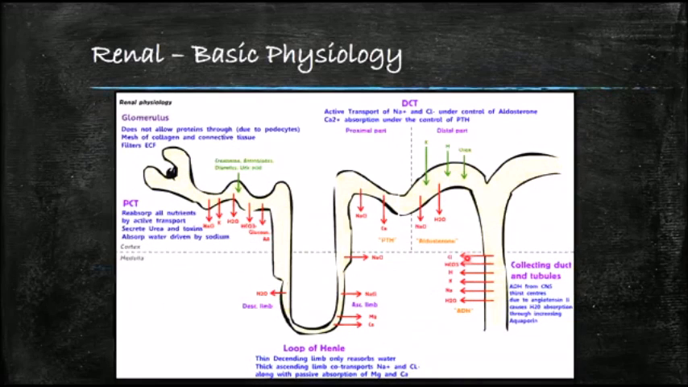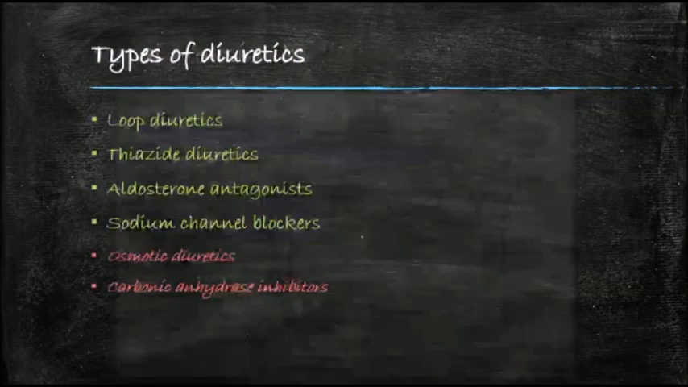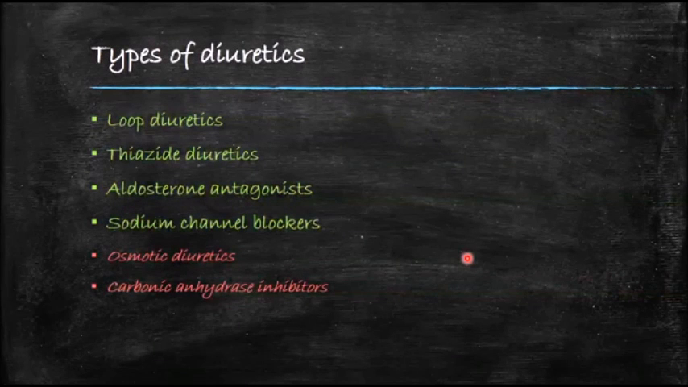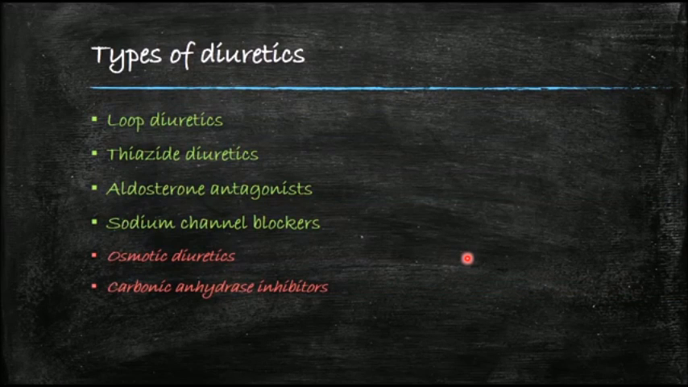You guys need to know your nephron really well, and you need to know what goes in where, and where the different drugs are used. It's a bit of a pain, and it can be hard to remember, but it's really good to know it. So these are your types of diuretics. Loops and thiazides are your most commonly used, and the other ones aren't really that commonly used.